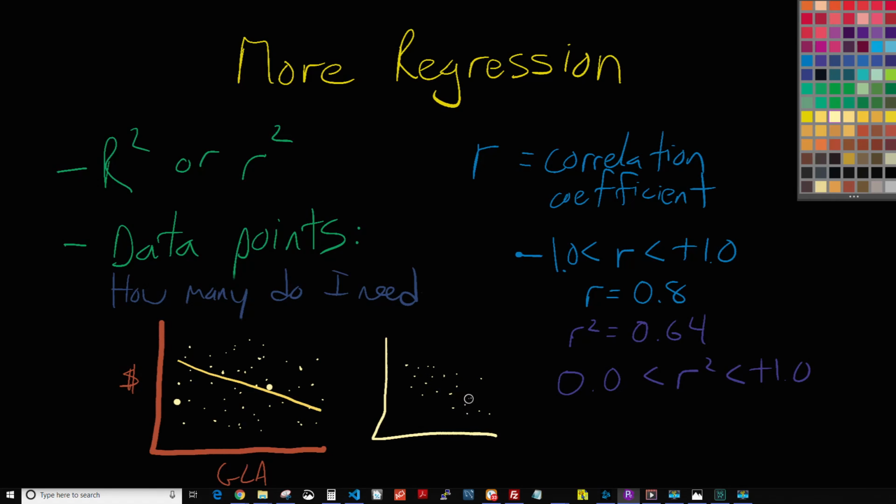I don't have a set number to tell you, and I realize that's not super satisfying, but that's just the truth of the matter. What you need to do is go in and actually look at that visual, that chart, and see if you can see the trend and see if that regression line approximates that trend fairly well.